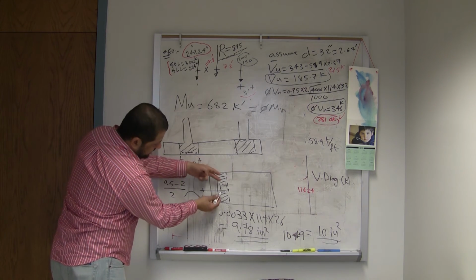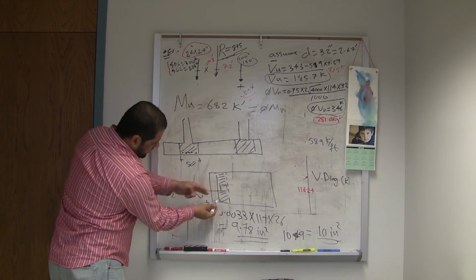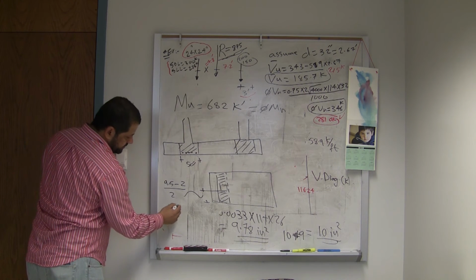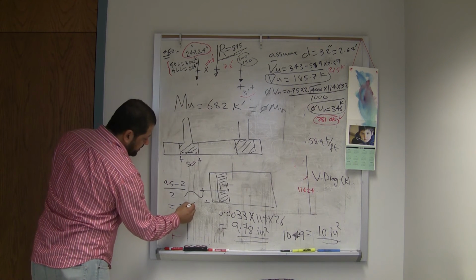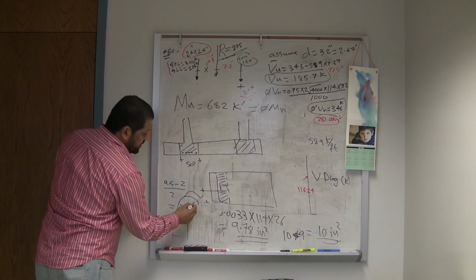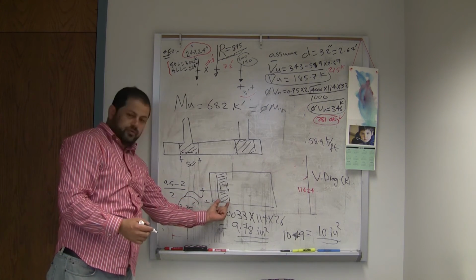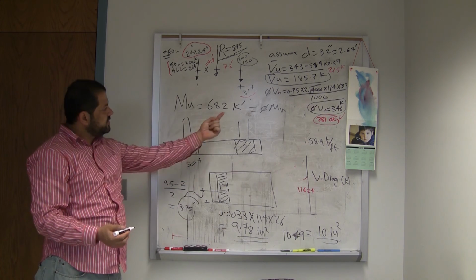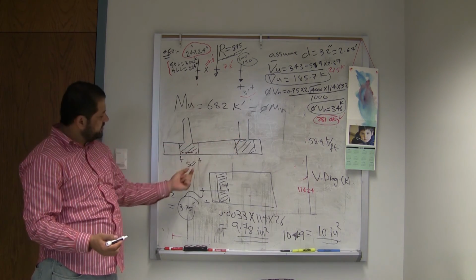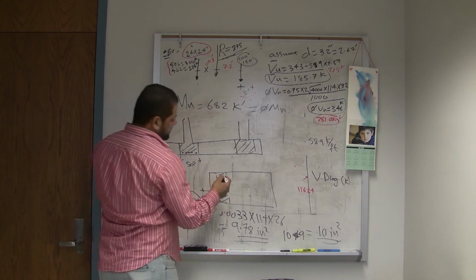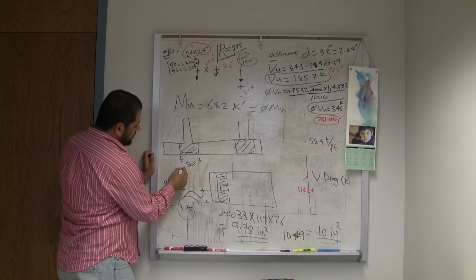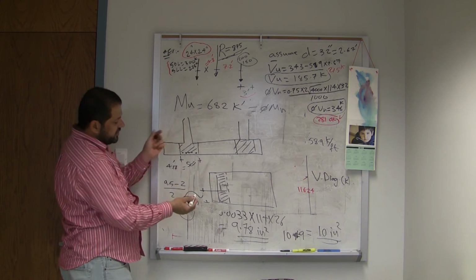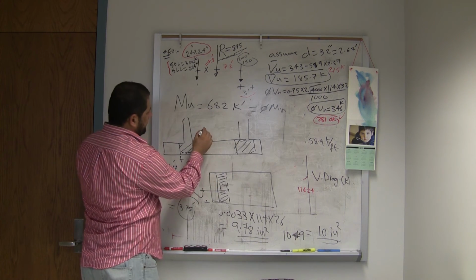9.5 is the width, minus 2 is the width of the column, divided by 2 to get that. So this is 3.75 foot. And the load, remember the intensity is 6.2 over 50 inch, which we said is how many foot? 50 inch is 4.17 foot. So the distributed load on this one is 25.83.